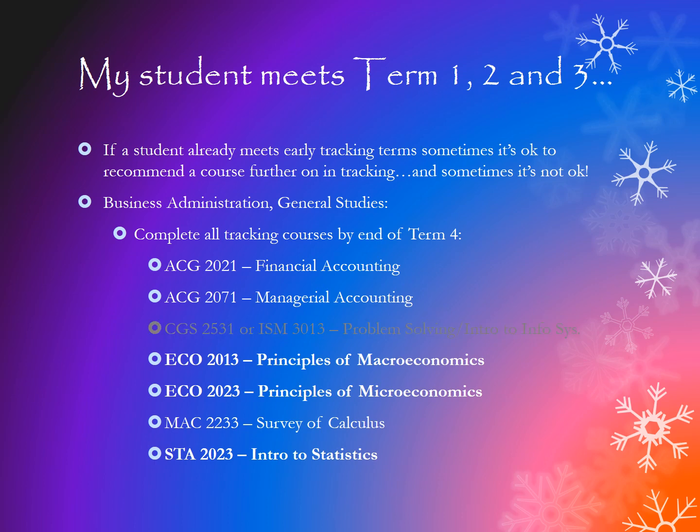Now, CGS 2531 and MAC 2233 are also freshman appropriate, but they're grayed out because they have prerequisites associated with each of those classes. CGS 2531 has Survey of Calc or MAC 1147 as a prereq, and MAC 2233, Survey of Calculus, needs an ALEX score placement to get into the class, or MAC 1140 already completed. So those are freshman appropriate, but not an automatic get for a student. It depends on where their placement and their math background is.